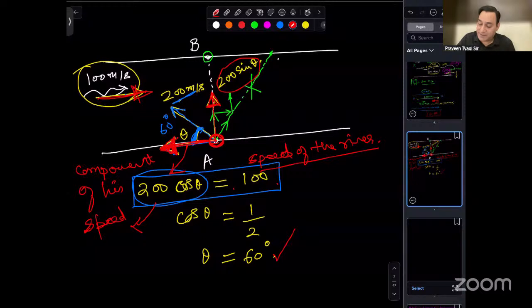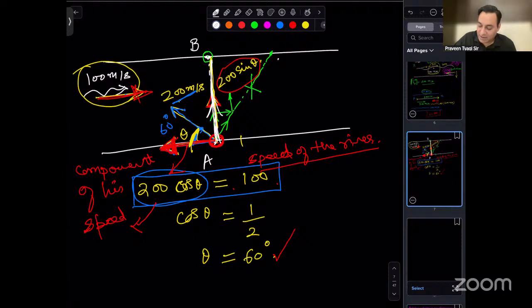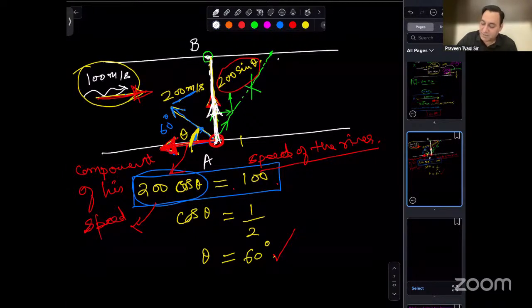So now in this case, if the man tries to swim at an angle 60 degrees with the bank, he will actually not be moving at all in the direction of the river. He will be moving exactly in this direction. How much? You will find him moving in this direction, and this will be his net direction of motion, and his speed will be 200 sine theta.